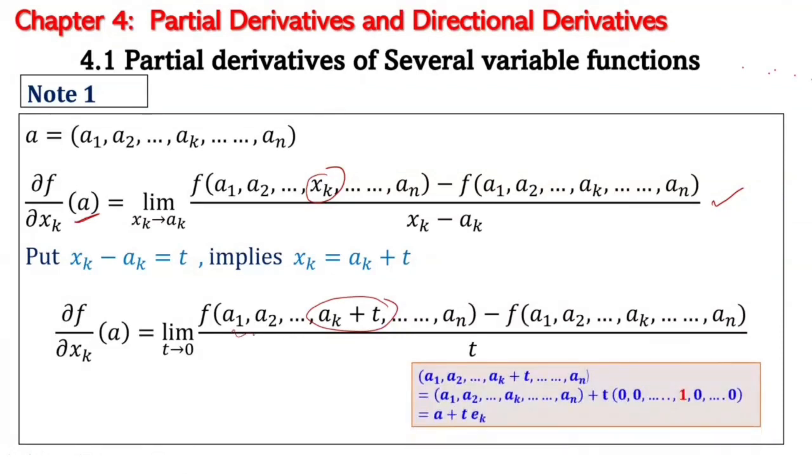So now our task is to write this part. So this part can be written as a1, a2, ak, an plus t times 0, 0, 1, 0, where 1 is the kth entry of the vector. So therefore, we got here: a plus t ek. So this vector can be replaced by the short form a plus t ek. So we can rewrite it as limit t tends to 0 of f of a plus t ek minus f of a, over t.